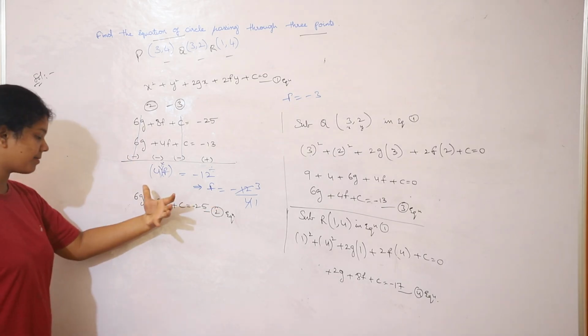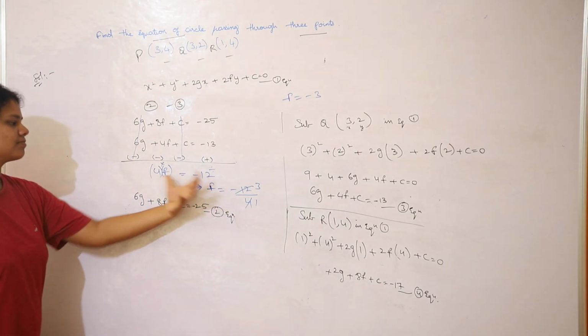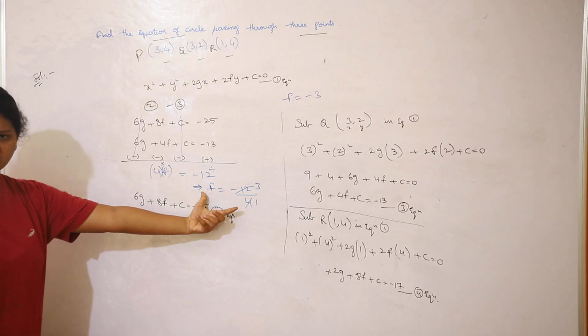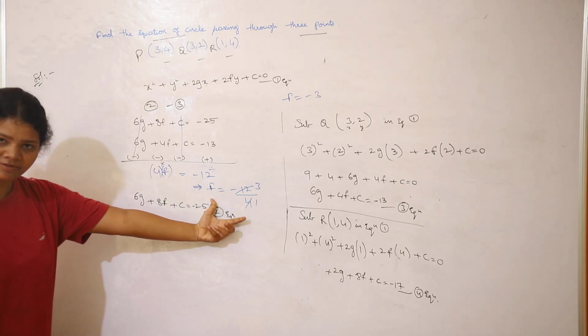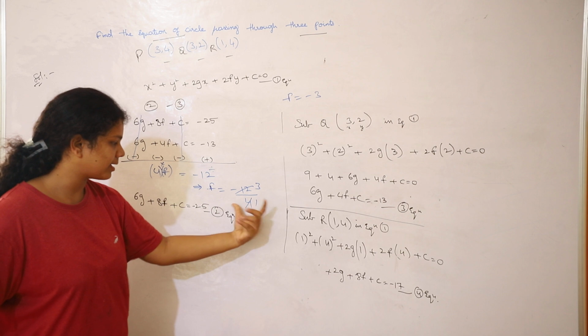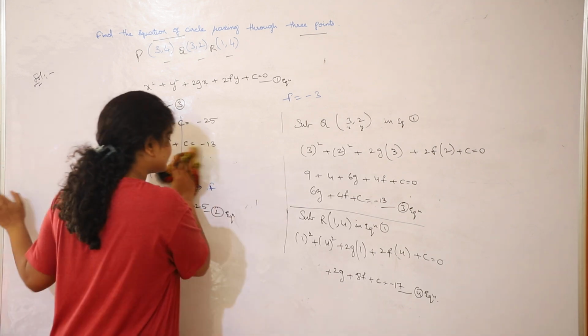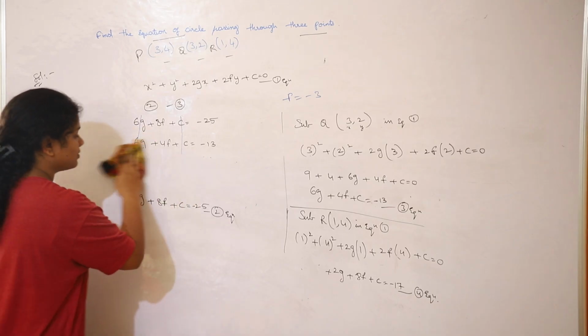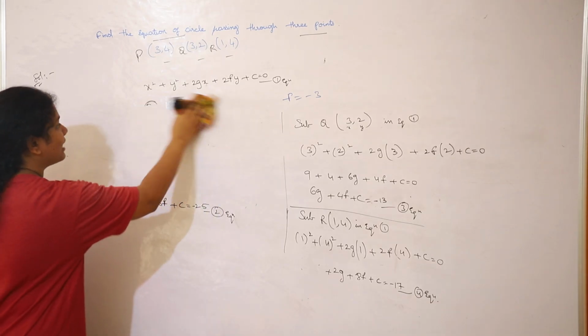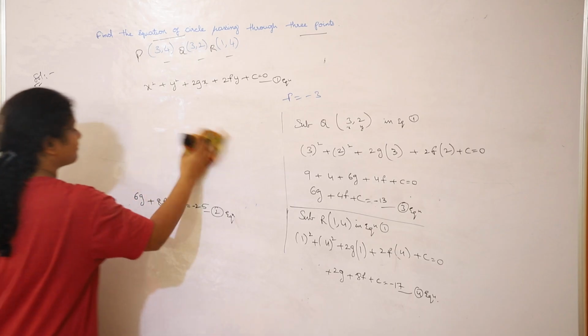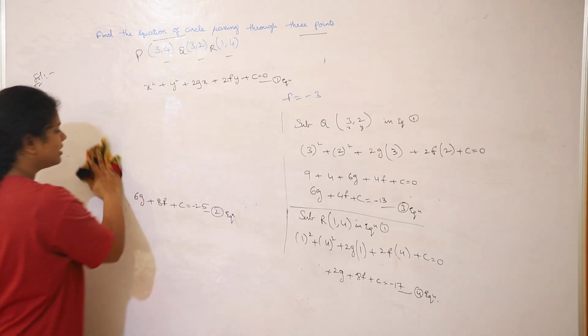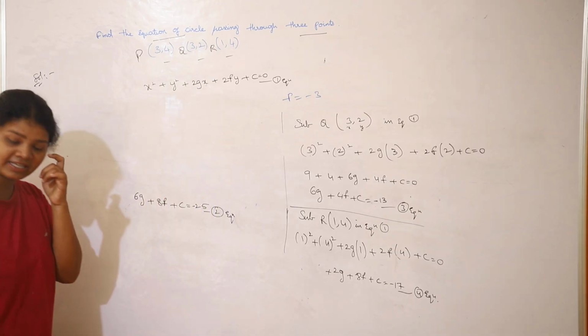This is 4f. Take this to the other side, this becomes minus 12 by 4. 4 times 1, 4 times 3, f equals minus 3. Clear? Guys, same as it is. We got the f value, right? And now we are left with the g value and c value. We need to find out g and c.